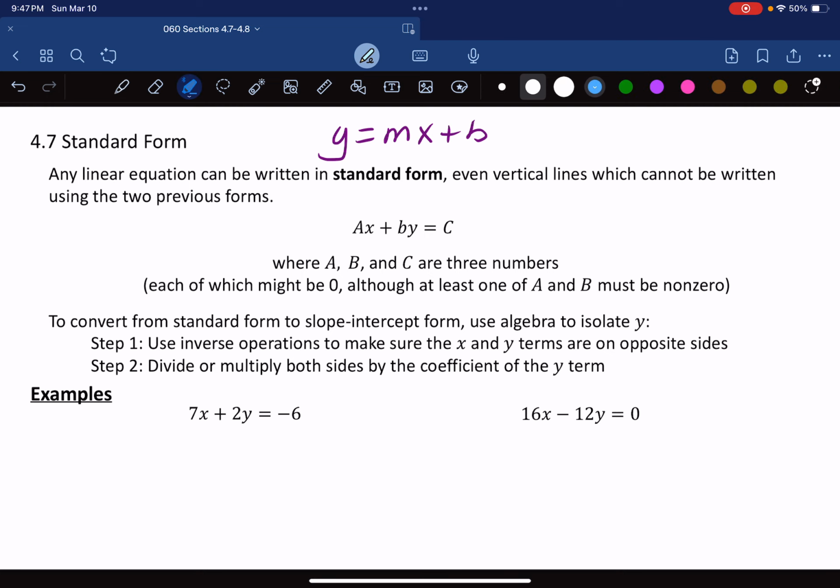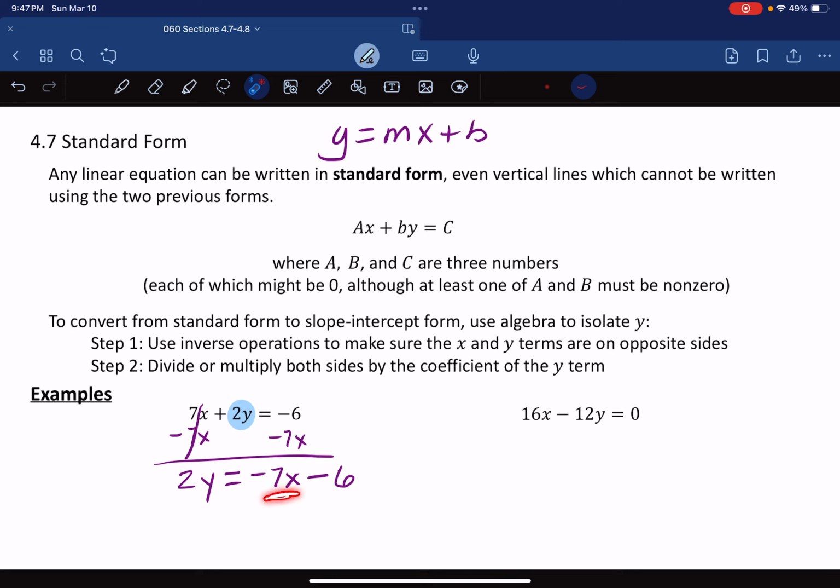And so I want to start with the term with the y by itself, which means that 7x needs to go. So I'm going to subtract 7x from both sides. That's what it tells me to do here in step 1. I'm using inverse operations to make sure that x and y terms are on opposite sides. So I'm left with 2y equals negative 7x minus 6. And notice that I put the 7x in front because that's how we have it for the slope-intercept form.